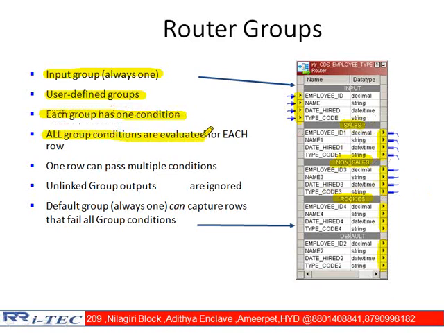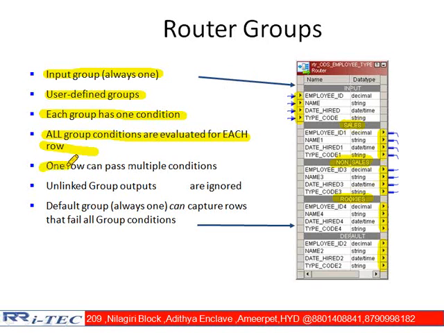All group conditions are evaluated for each row. Whatever row we are sending, that row is going to evaluate the first condition, second condition, third condition. All the conditions are evaluated. If one record passes three conditions, then the same record will be inserted into the three targets.